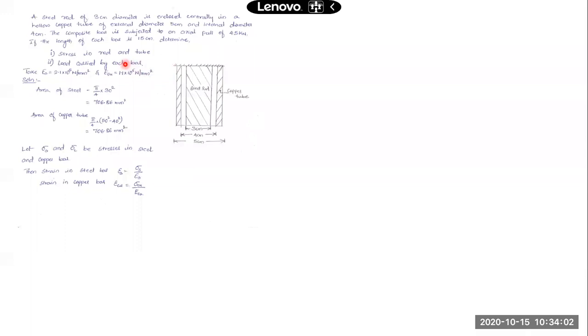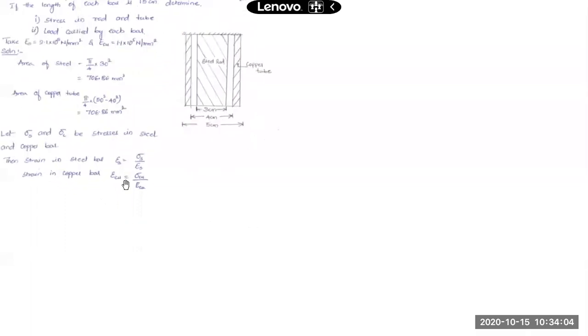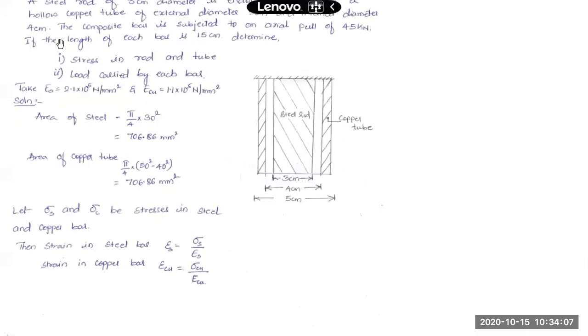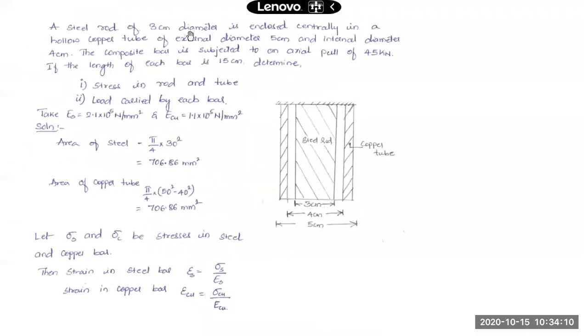Okay, in this problem, a steel rod of 3 centimeter diameter is enclosed centrally in a hollow copper tube of external diameter 5 centimeter and an internal diameter 4 centimeter. The composite bar is subjected to an axial pull of 45 kilonewtons. If length of each bar is 15 centimeter, determine stress in rod and tube and load carried by each of the bars.